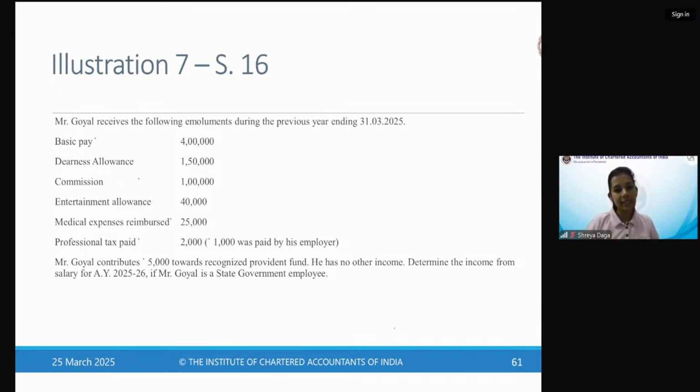He's a state government employee. If he's a government employee, then out of the list that we have got, what difference does it make? There are no terminal benefits, so there is no exemption for a government employee as such. What difference does it make if Mr. Goel is a government employee? Who will tell me? Entertainment allowance deduction. Yes, under section 16. Okay. Solve one example on professional tax. Let's solve it.